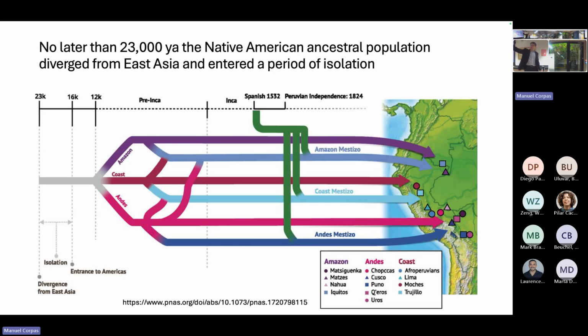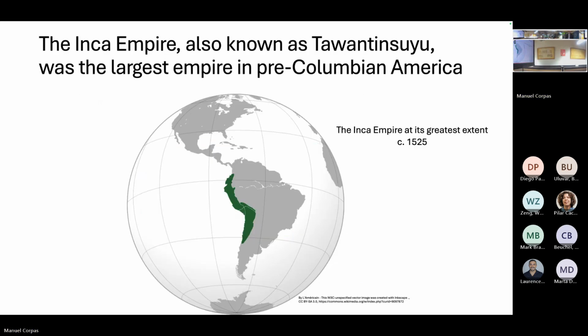Then when the Spanish came in 1532, there was some admixture. But as you will see in my next few slides, at that point, when the Spanish came, we had the Inca Empire, which basically extended throughout the Andean chain of mountains and then the coast. There were four main regions.